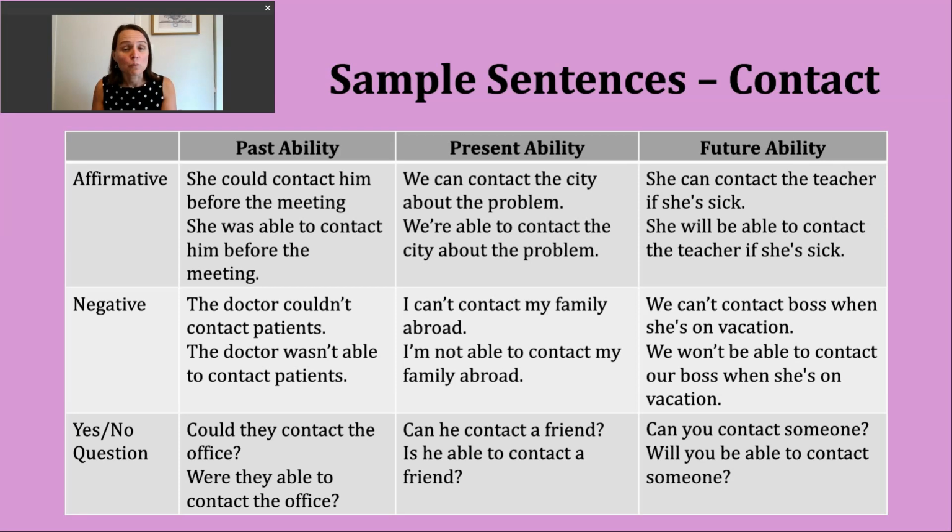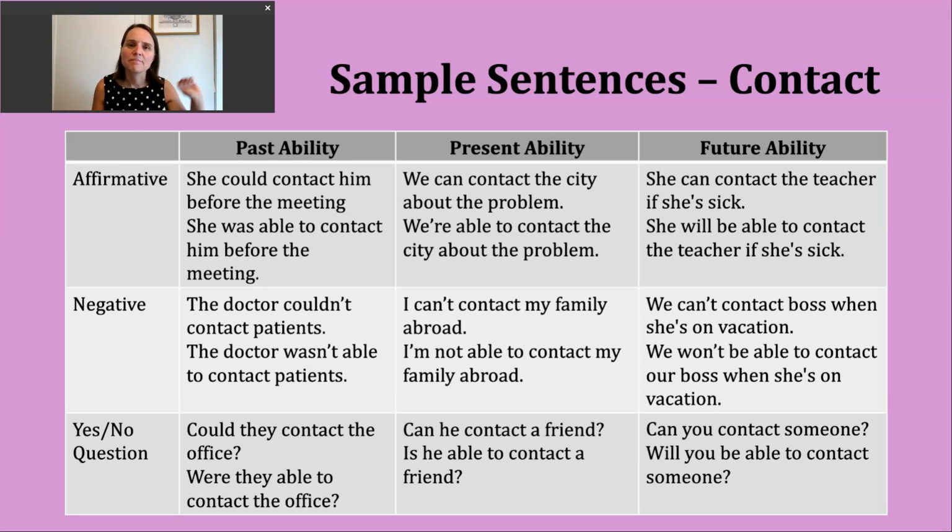Okay. We will have a slight difference with our be able to, right? We're going to use will. That's going to help indicate future. So will be able to, and our base verb. That'll be our second way. Let's look at the affirmative or positive sentences discussing future ability. She can contact the teacher if she's sick. She will be able to contact the teacher if she's sick, right?